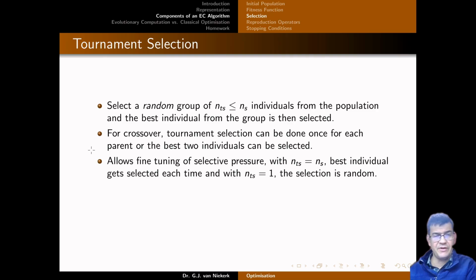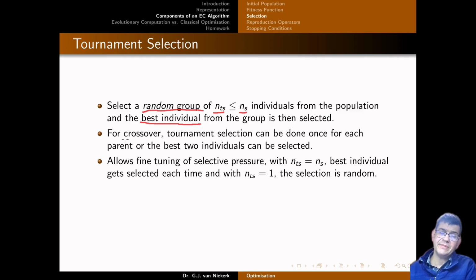So how does this work? It's very simple. The first thing is you select a random subgroup from your main population. So your main population is NS, so you've got maybe, let's say, 10, and an NTS could be something like 3. So NTS is smaller or equal to NS, and that's the subgroup of individuals that you choose randomly from the main population. And once you've done that, you choose the best individual from that group. And that is the individual, the solution, that is then selected from this tournament selection.